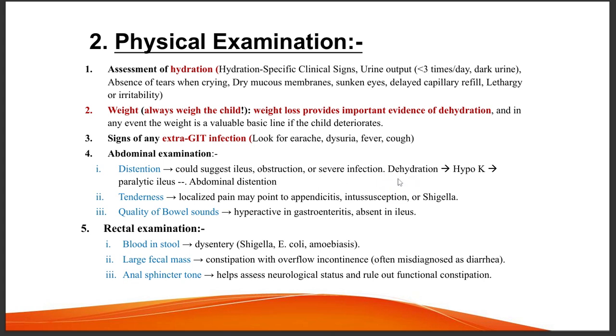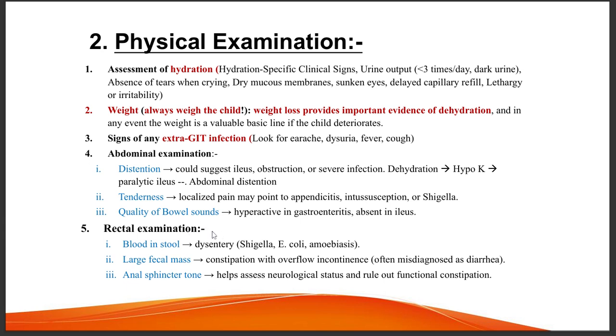What happens is that when there is dehydration, like someone that has got diarrhea, there will be hypokalemia, because you also lose the potassium, and that will lead to paralytic ileus because contraction is affected when you don't have potassium, and that leads to abdominal distension. So I should be able to explain how paralytic ileus comes about in diarrhea. There can also be tenderness, which, if localized to a point like McBurney's point, can be appendicitis. Tenderness can also mean intussusception or Shigella. Tenderness is basically pain that is felt when you are palpating.